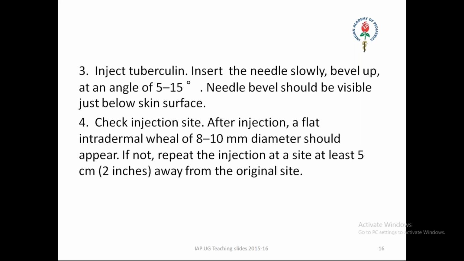Take a tuberculin syringe. Check the vial for the expiry date. Take the PPD, draw 0.1 ml, and use a needle with a short bevel, introduced at an angle of 5 to 15 degrees, and it should be visible below the skin surface. After that, you do the injection. A flat intradermal wheal of 8 to 10 mm diameter should appear. If not, repeat the injection at a site at least 2 inches or 5 centimeters away from the original site.